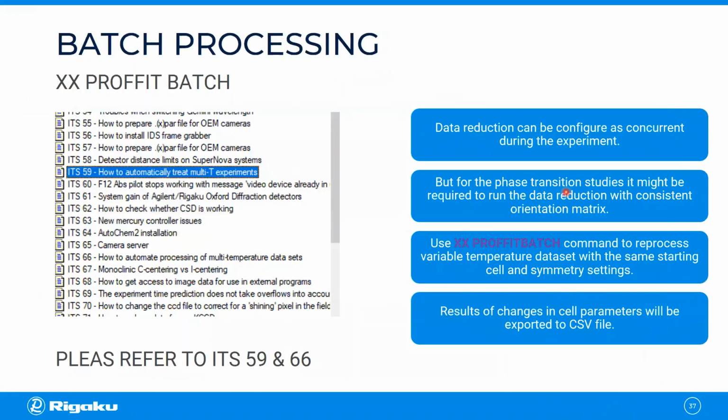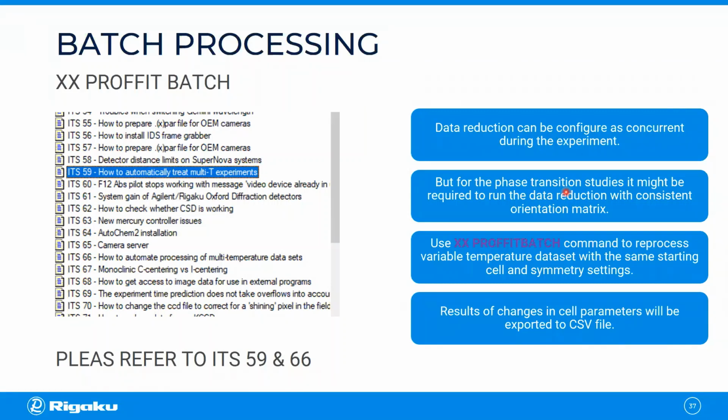So in most cases there's nothing really to explain, because as a user of CrysAlis Pro, I hope, you know that in most cases concurrent data reduction during the experiment is enabled and will process the data. But if you are doing phase transition studies, you would like to always start your processing with the same consistent orientation matrix, to be sure that you have the same lattice symmetry settings and you are tracking the change of your crystal in exactly the same way.